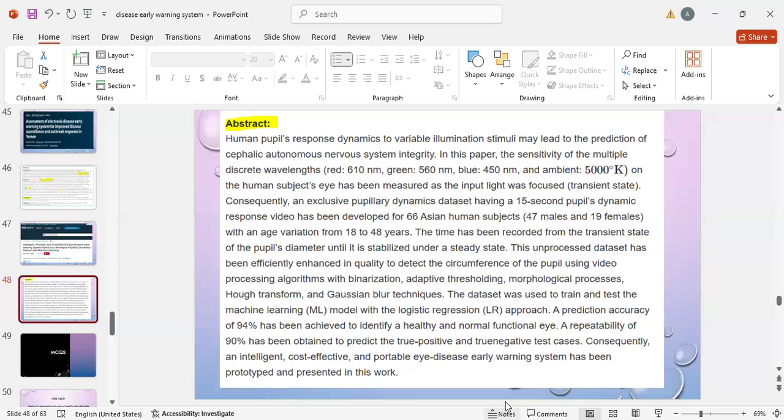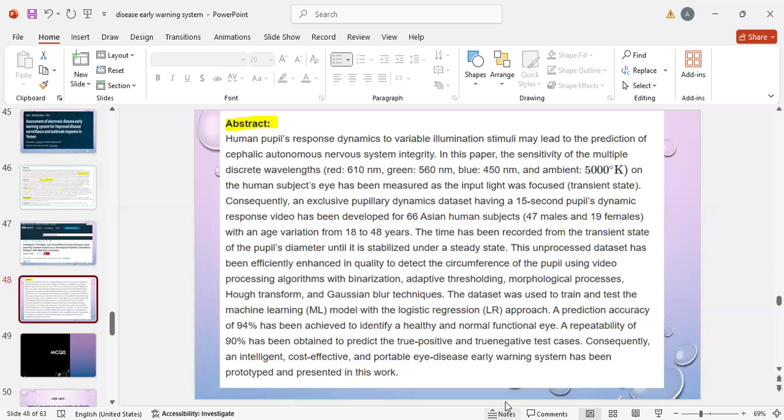66 Asian human subjects with the age variation 18 to 48. The time has been recorded from the transient state of the pupil diameter until it is stabilized under steady state. This unprocessed data set has been efficiently enhanced in quality to detect the circumference of the pupil using video processing algorithms, binarization, adaptive thresholding, and morphological processes. And the data set was used to train and test the machine learning model with a logistic regression approach.